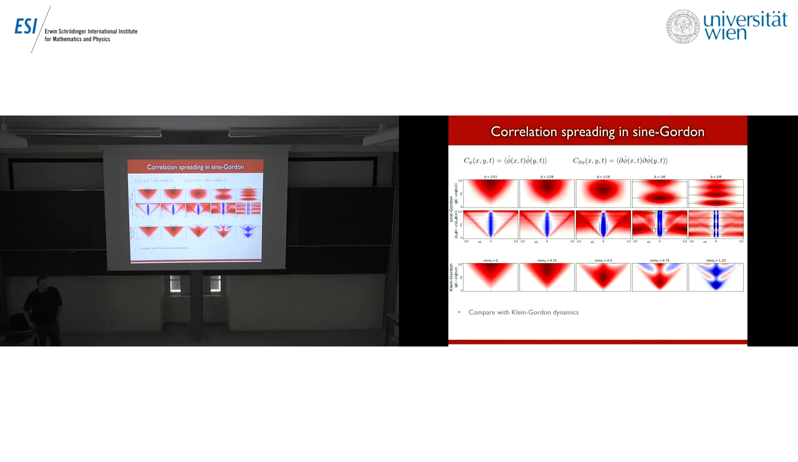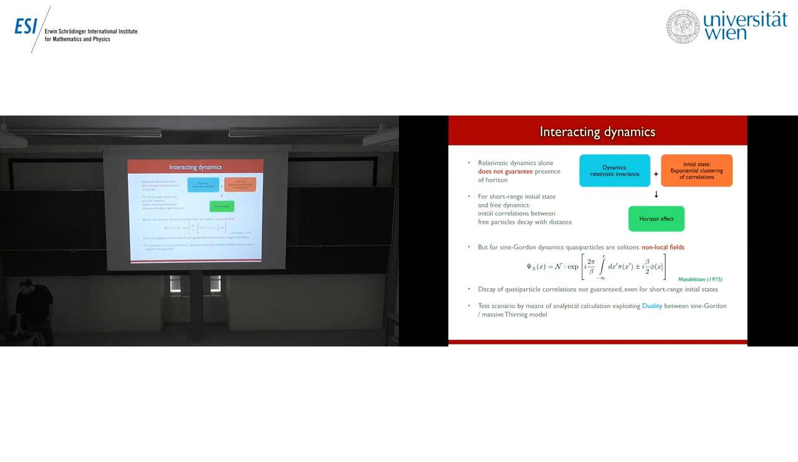So how do you explain this physically? I'm going to pass to the explanation right now. It's going to be a rather long path. At first one has to go back to the free case and understand why we see the horizon effect in that case. If we try to trace back the reasons why the horizon effect is present in the free case, we will understand that it's not sufficient to have relativistic invariance in the dynamics, but we also need to have exponential clustering of correlations in the initial state. So it's a property that depends on these two factors: relativistic invariance of the dynamics and exponential clustering of initial correlations.